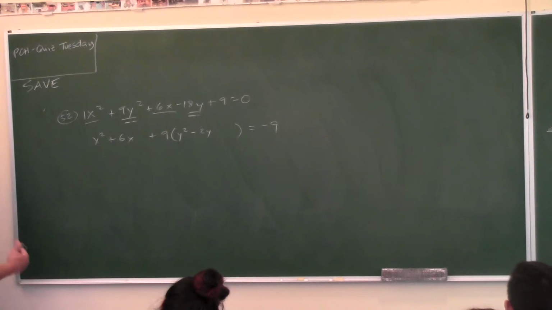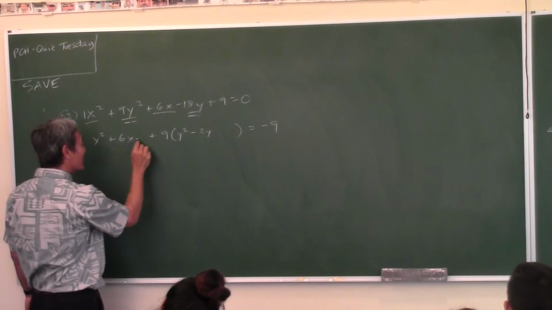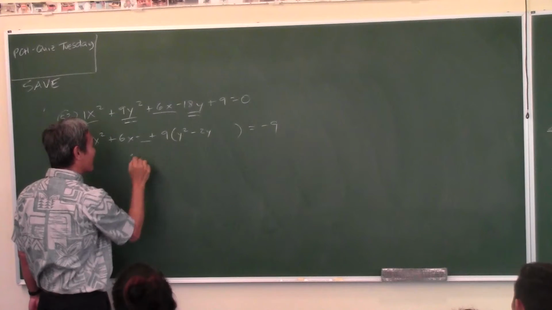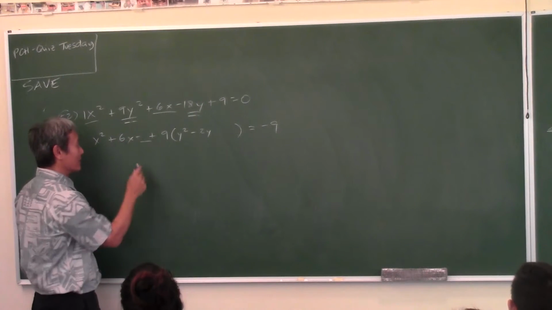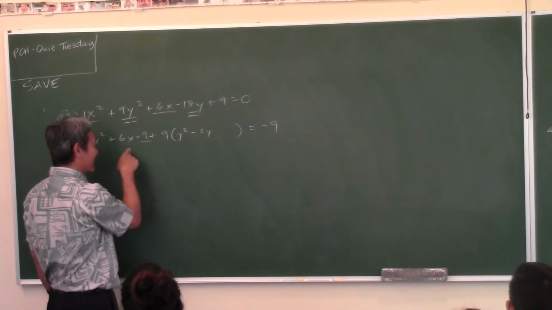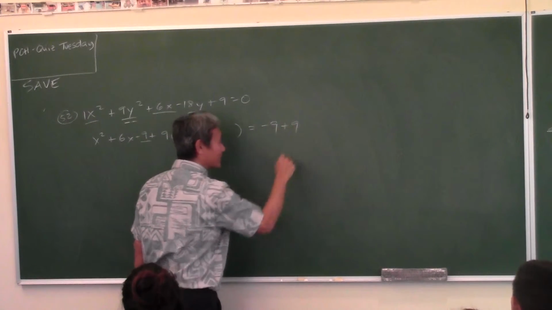Okay, now you guys remember how to complete the square, right? What number do I have to add there to make a perfect square? You take half of that number and you square it, which is 9. If you add 9 on the left, you have to add 9 on the right.